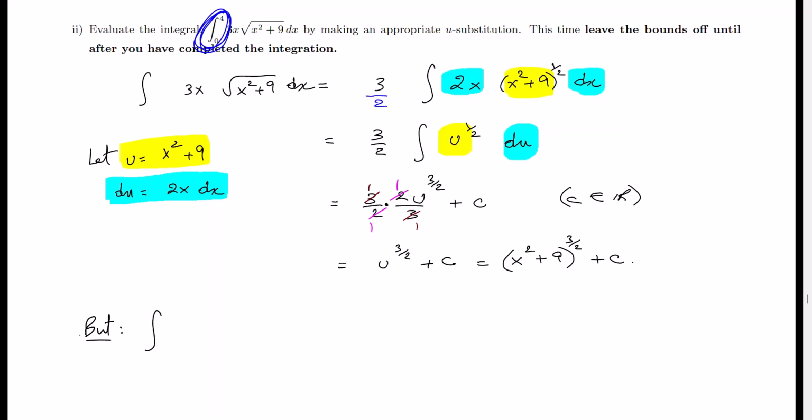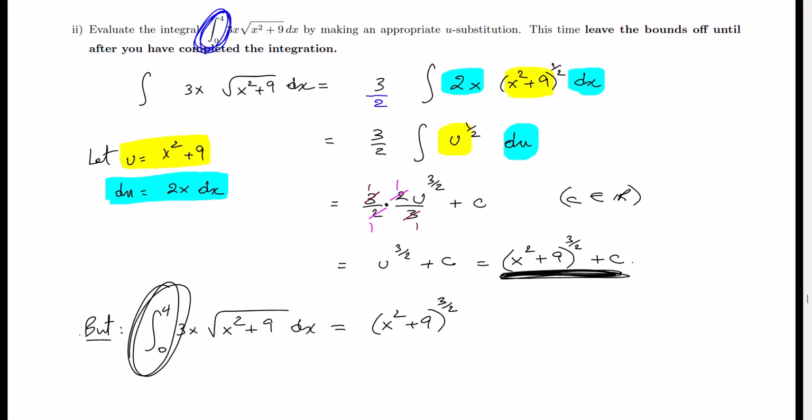When I started the problem, I had 0 to 4 on my integral. So I had 0 to 4, antiderivative, 3x, x squared plus 9 dx. So how would that matter? How would that make a difference? Well, I know the answer to the antiderivative part is this one. So I'm just going to write down x squared plus 9 to the 3/2. And I know that this is a definite integral, so I don't need to write down the plus c anymore.